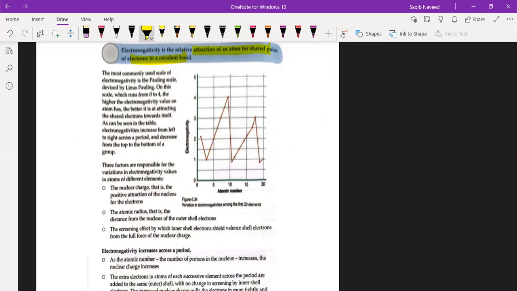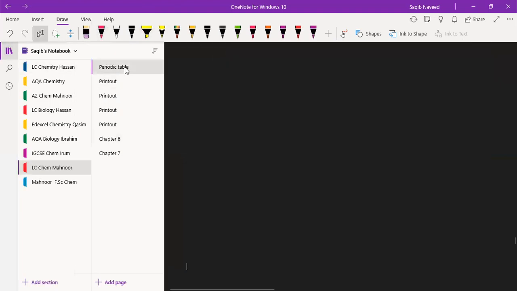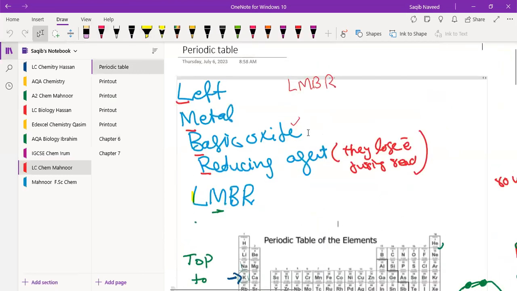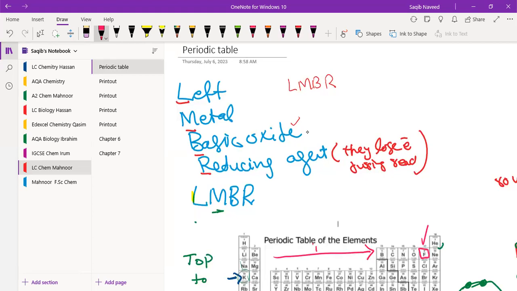So the factor responsible for electronegativity: the nuclear charge. Who has the highest electronegativity in the world? Which element have I told you? Fluorine. And where does fluorine exist in the periodic table? Let me go to the periodic table. Here it is, fluorine, on the right side. Fluorine is maximum, so electronegativity will increase from left to right in the periodic table.